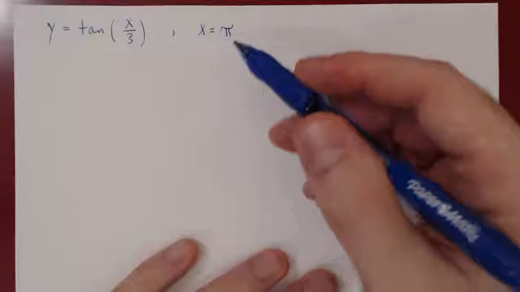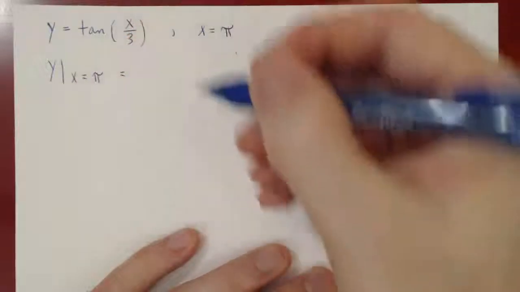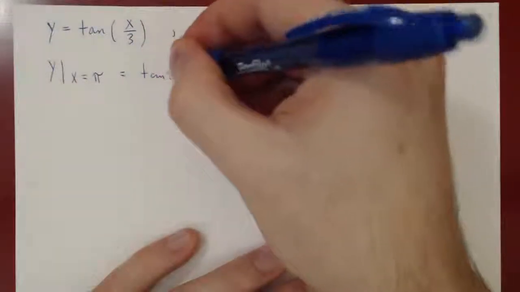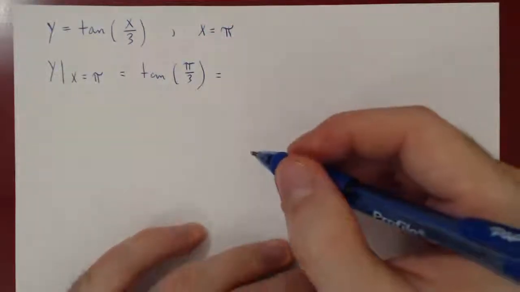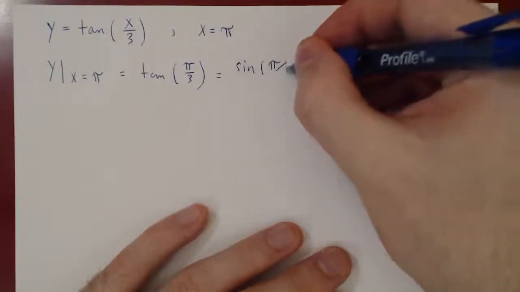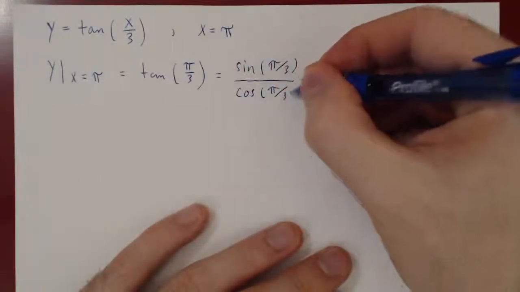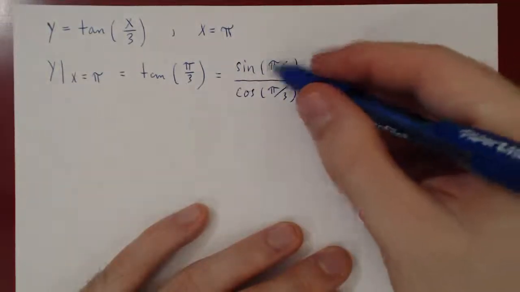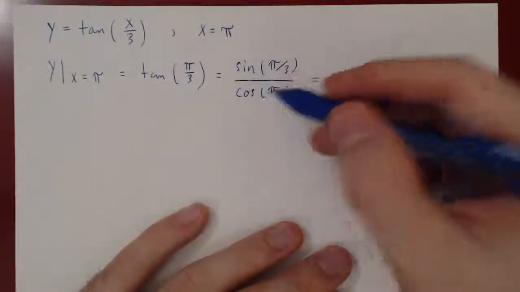x equals pi. So first, let's find the y coordinate of our point. So the y value at x equals pi is equal to tangent of pi over 3. Now if you remember here, tangent is sine over cosine, so this is sine of pi over 3 divided by cosine of pi over 3. And these are familiar angles at which you should be able to know the value of sine and cosine.